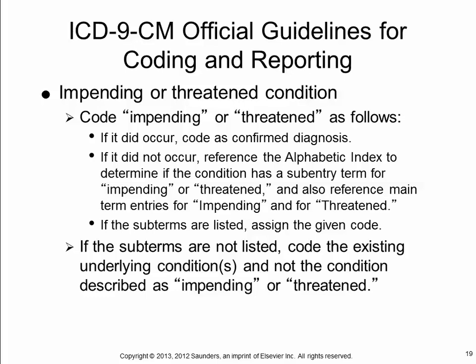It will lead you as well. It will tell you what you need to do. Okay? If subterms are listed, then you use the subterms. So if there's a subterm there, make sure you ski all the way down the slope, right? If there are no subterms listed, you code the underlying conditions, and not the condition described as impending or threatened. So if there was an underlying condition, maybe they were threatened abortion and maybe they were low on magnesium, extremely low, dangerously low, then that's what you would code, the low magnesium level. All right?